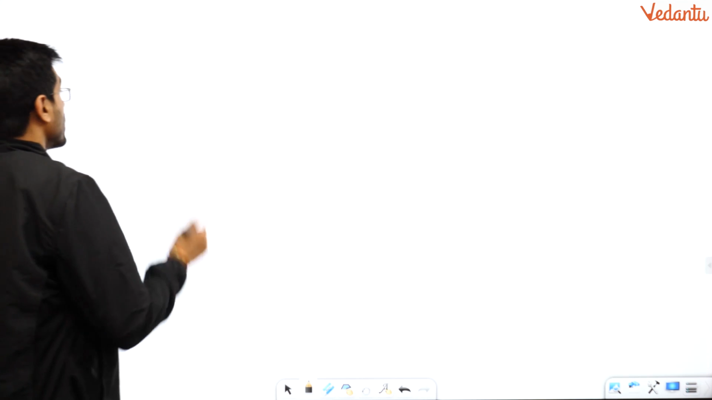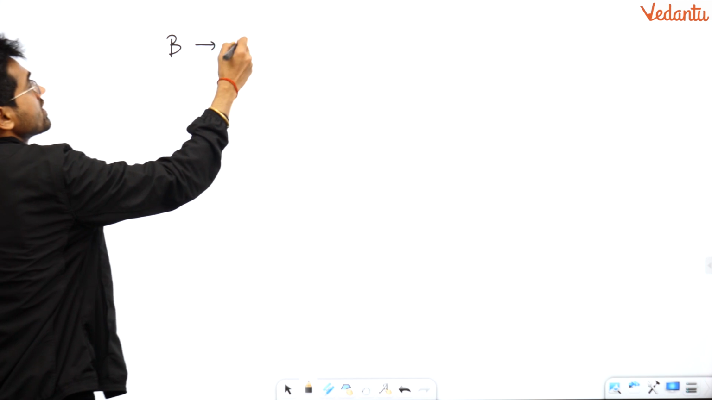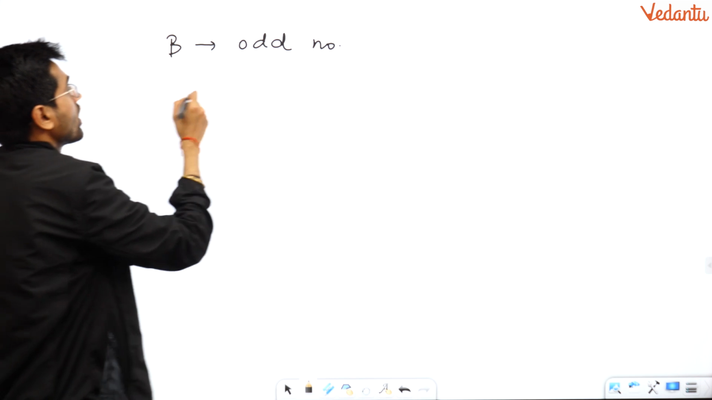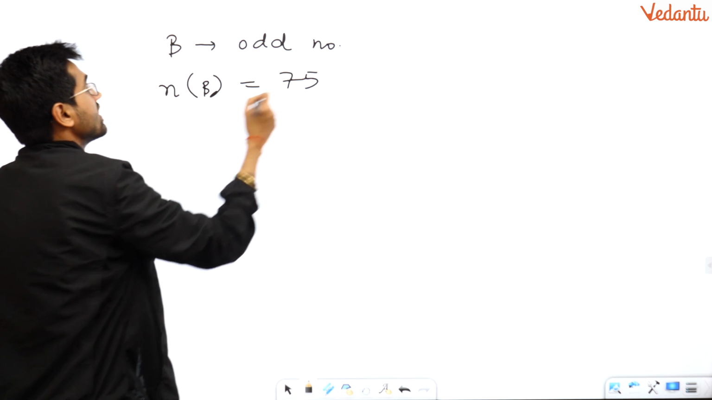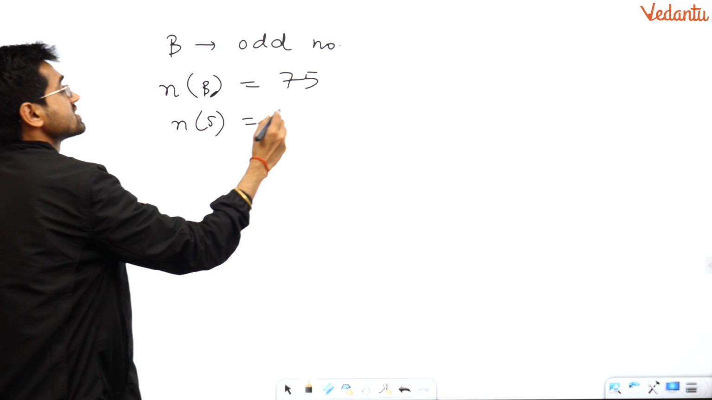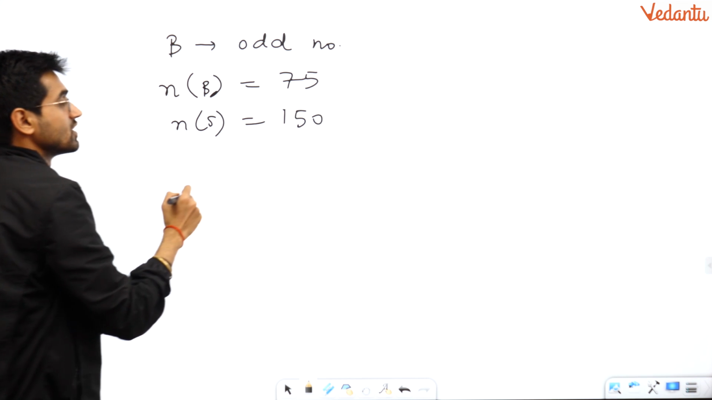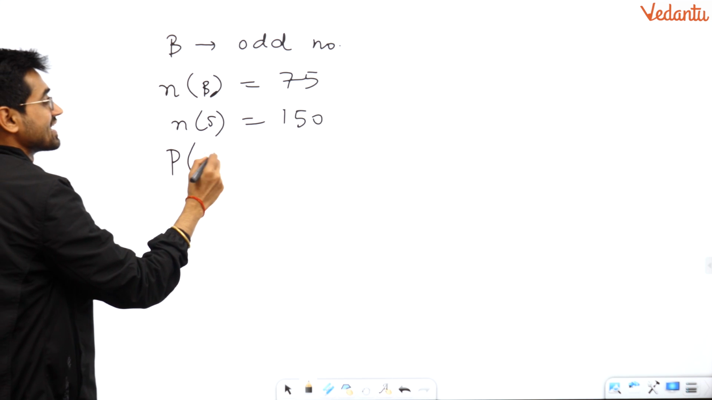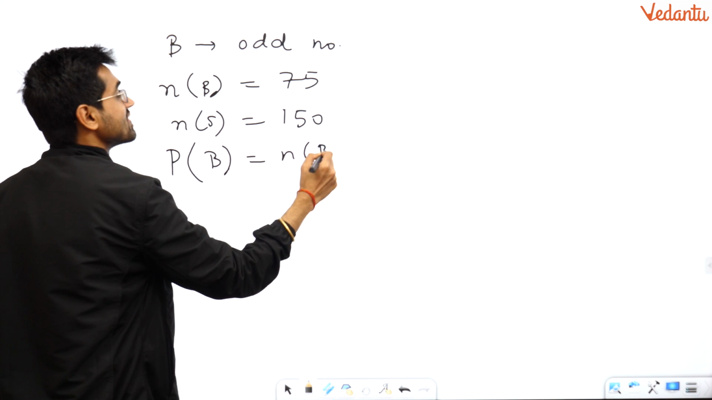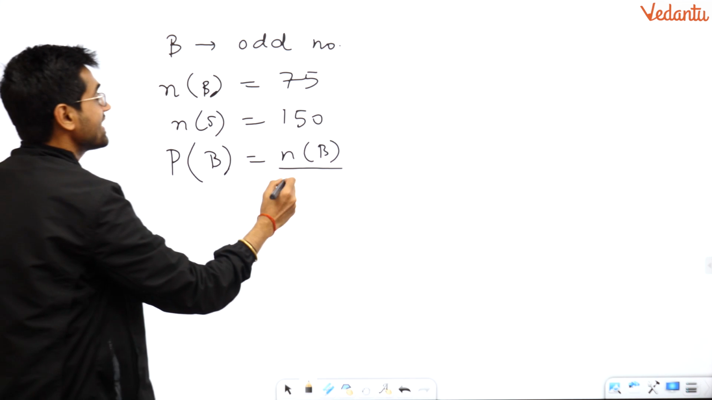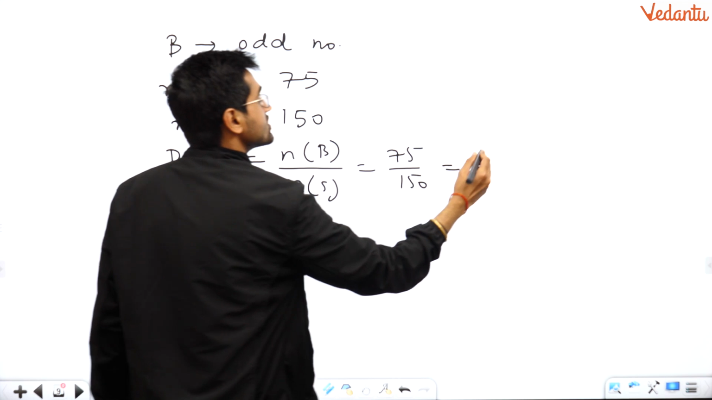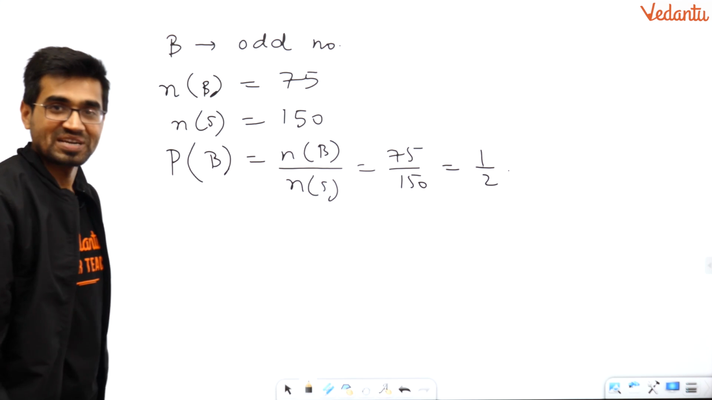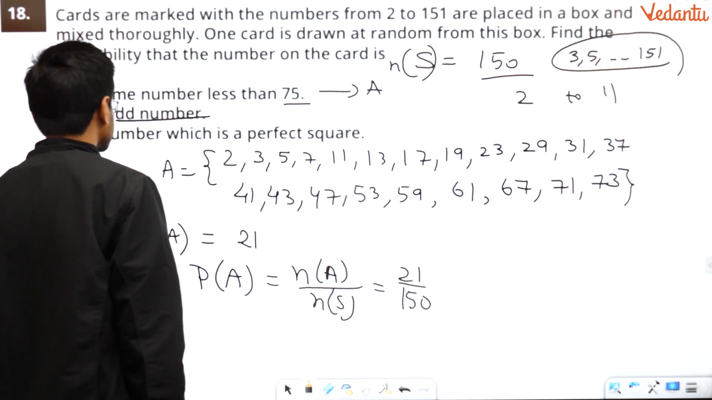Okay. So if you want an odd number, let us call it an event B. So what are the number of elements in B? There will be 75. And how many elements in the sample space? 150. So what is the probability that I get the event B? It is the number of elements in B, the odd numbers I get, upon the sample space. 75 by 150 is equal to 1 by 2. It's done. Great. Let us take up the next question.